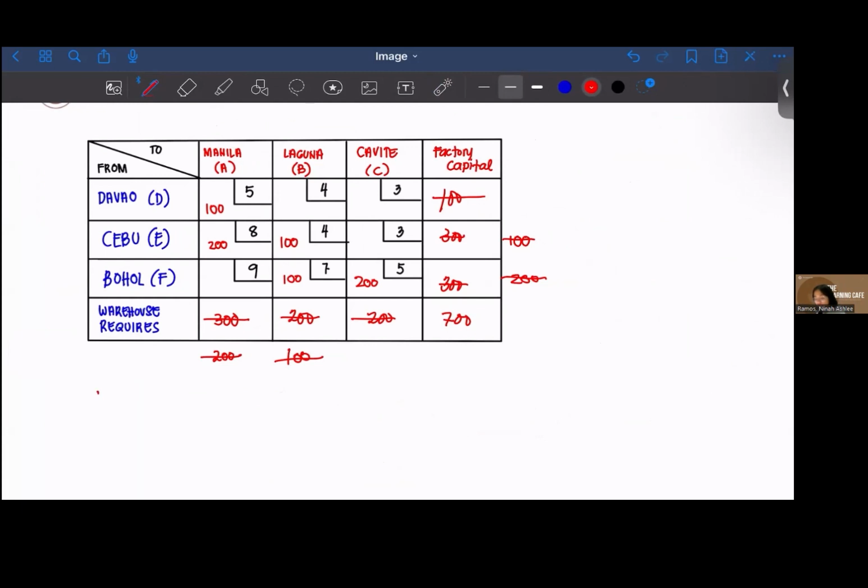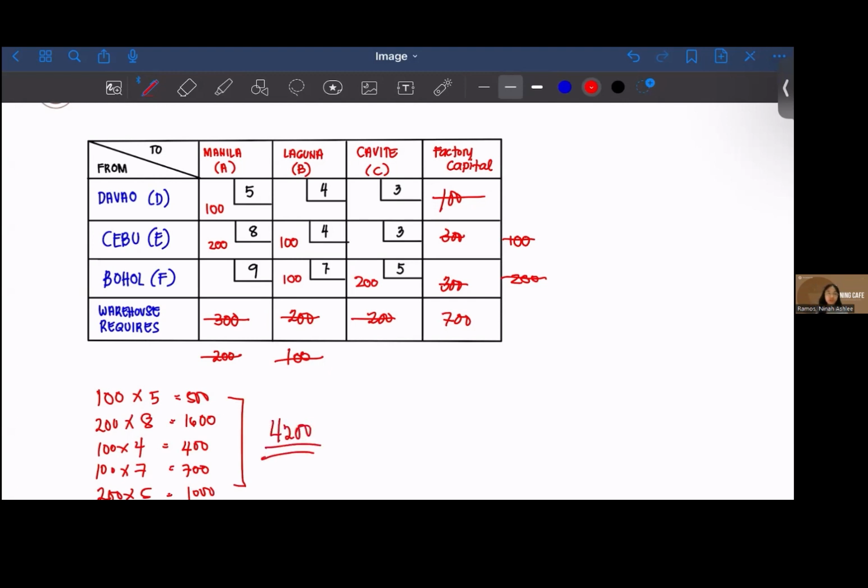So 100 times 5, then 200 times 8, and 100 times 4, and 100 times 7, 200 times 5. So we will have 500 here, and we will have 1,600. We will have 400, and then we will have 700, and lastly we will have 1,000. So adding them all, we will have a total of 4,200, which is our total cost.